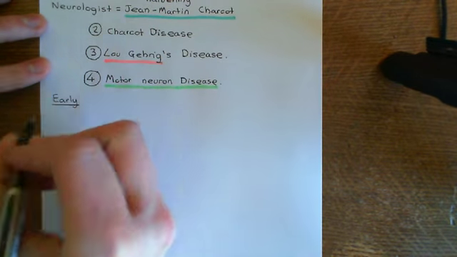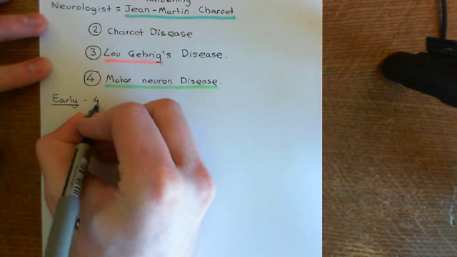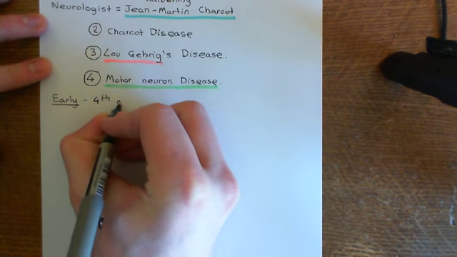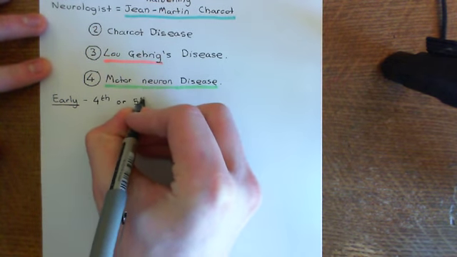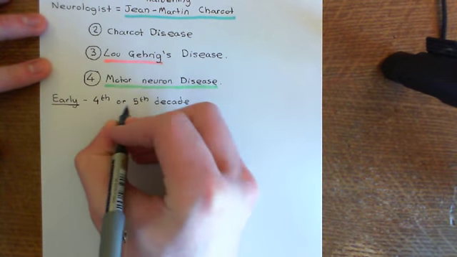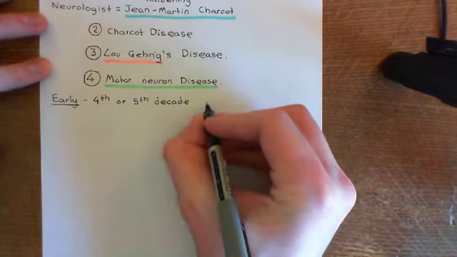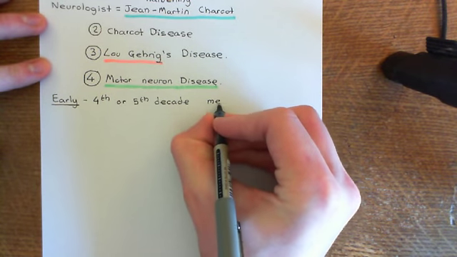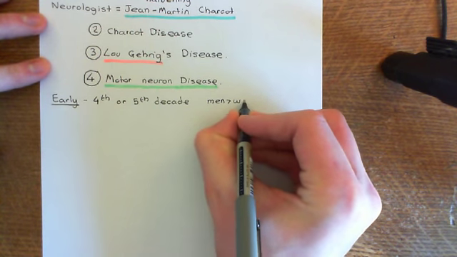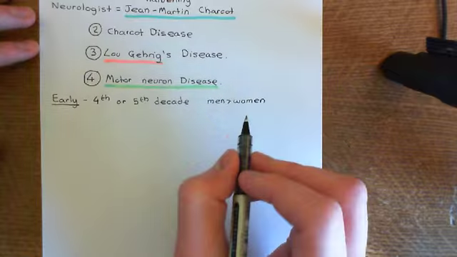Generally symptoms start in the 4th or 5th decade of life. It's very rare to see it begin before the 4th decade of life. The other thing to say is that it's slightly more common in men than women, and we don't really know why that is. It's only slightly more common in men than women.